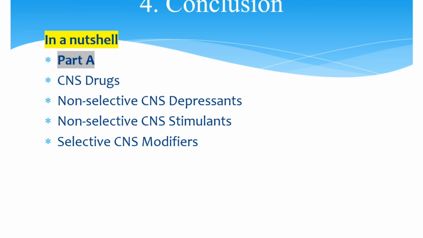Let us conclude now. In a nutshell, in the 2.2 chapter, we have learnt it under 3 parts: Part A, Part B, and Part C. Part A was concerned with CNS drugs. In the CNS drugs category, we have learnt about non-selective CNS depressants, non-selective CNS stimulants, and selective CNS modifiers.